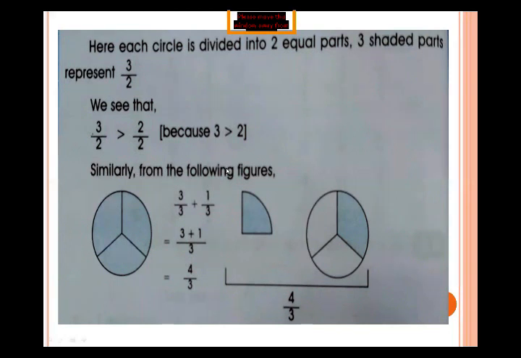Similarly, from the following figure. Now look at here, the figure. Here a shape is divided into 3 equal parts, and total parts are 3. All 3 are shaded. The fraction becomes 3 upon 3. But look at here. Here only one part is shaded, and total parts are 3. The fraction becomes 1 upon 3.